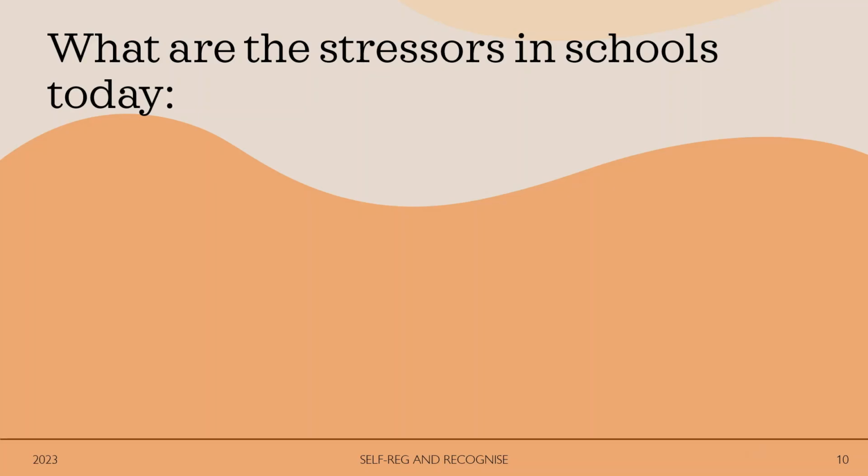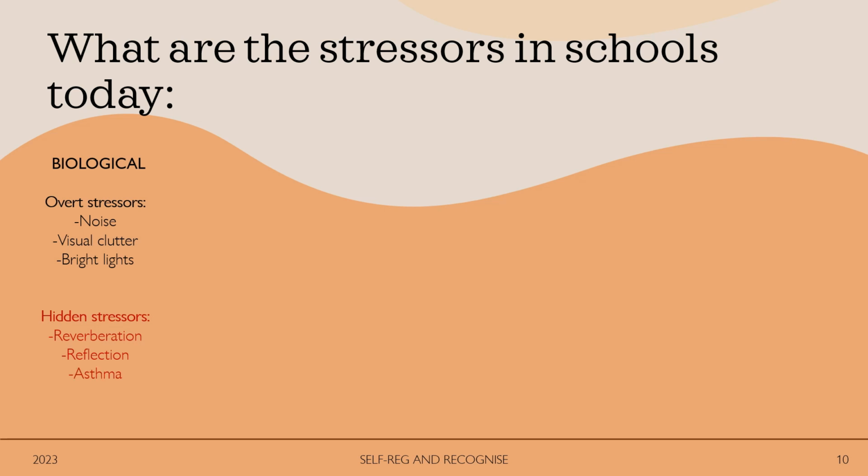So what are the stressors in schools today? If you're thinking about the biological domain, there are overt stressors, and these overt stressors include noise, visual clutter, bright lights within the classes that we see today. How about the hidden ones? These hidden ones include reverberation, classroom reflection of notices on the wall, and if your child has asthma or allergies, their bodies are constantly expending the energy within their immune system so that your child is still functioning their best within the classroom setting.